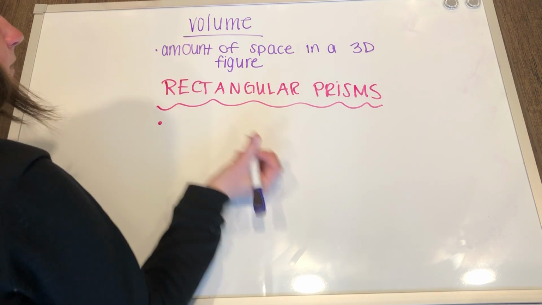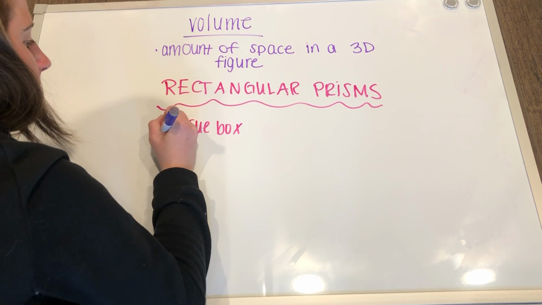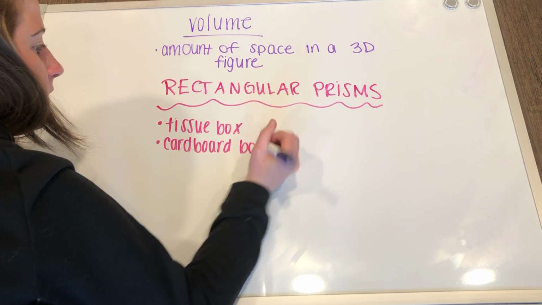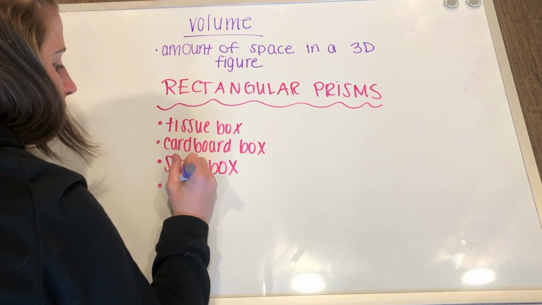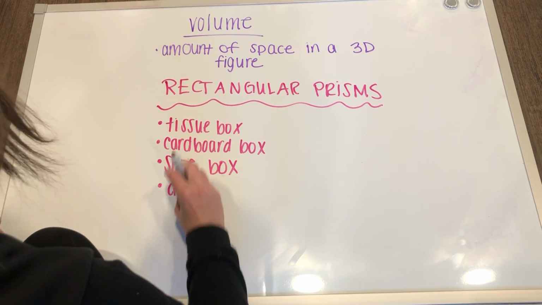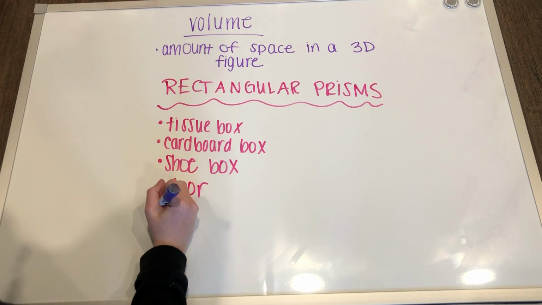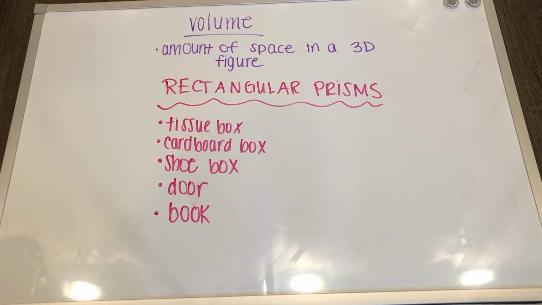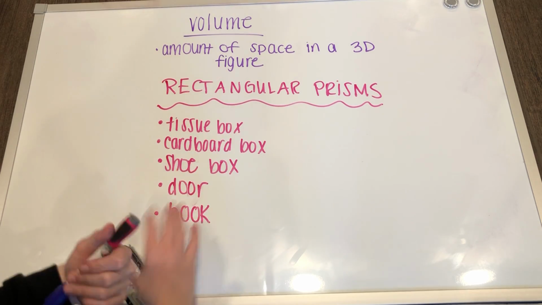So we had a lot of good examples during class today. A tissue box, a cardboard box, like a moving box, shoe box, a lot of boxes, a door, so a rectangular door. Ooh, I can spell. A rectangular door, a book. So any three-dimensional object like that would be a rectangular prism, okay? So we had a bunch of different examples. These are just some of the main ones. So we're going to be talking about how we can find the volume of different rectangular prisms today.